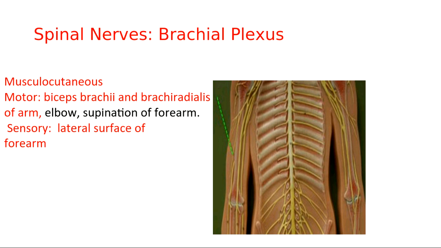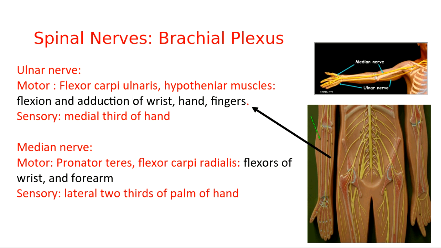Musculocutaneous is another one of the brachial plexus. So the brachial plexus has several nerves that we need to know: the axillary, radial, musculocutaneous, and ulnar. And the median, I forgot about the median too. So we have axillary, musculocutaneous, radial, ulnar, and median. So 5 nerves from the brachial plexus, all of them serving the upper limb.